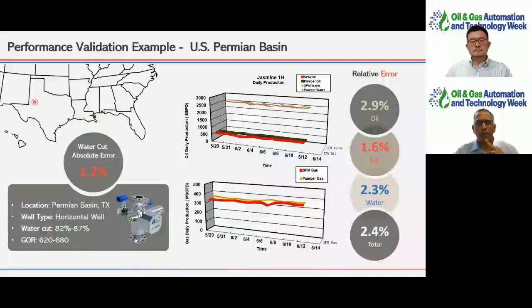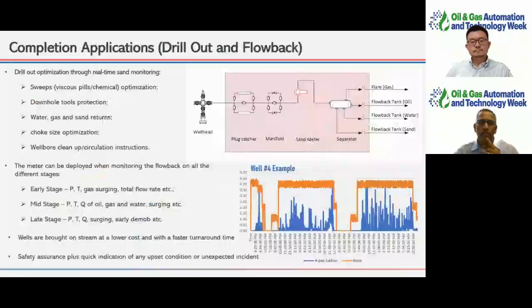This is just one slide in terms of a real field example in the Permian Basin, where the meter was run and the errors that you get are very close to what we actually get in the lab. When we specify these meters, you talk of a 5 to 10% accuracy on the gas, 2% plus or minus absolute on the water cut, and about a 3 to 5 on your liquid. But when you go out on the field, you could be surprised, and we were surprised ourselves, that sometimes you can get as close to your third-party lab accuracies even in the field. And this is just one example of the same.